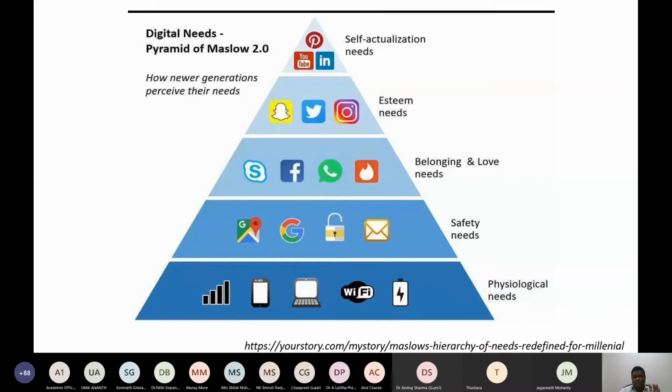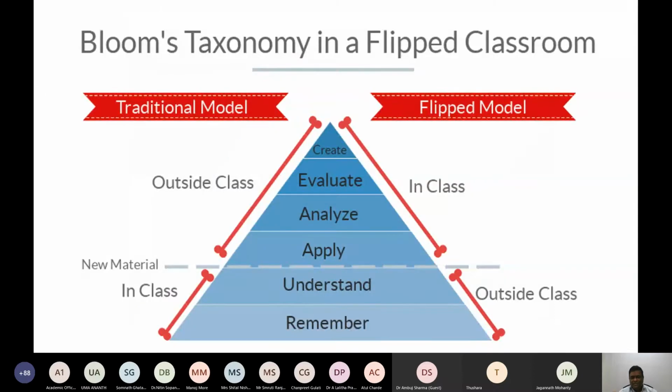So the idea here is that Bloom's taxonomy would give us some idea how the students can be pushed into a higher order learning space. And yesterday, one of the participants asked me about flipped classroom. And this is the flipped classroom model.